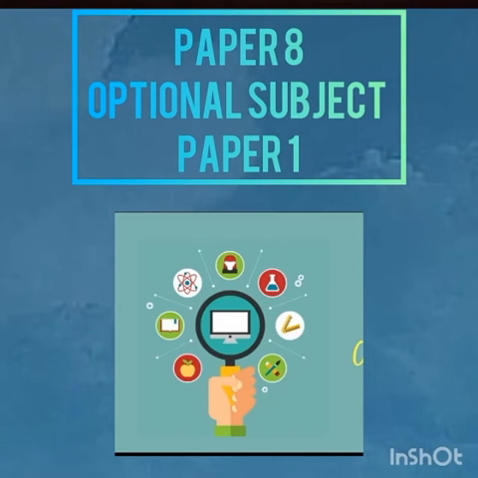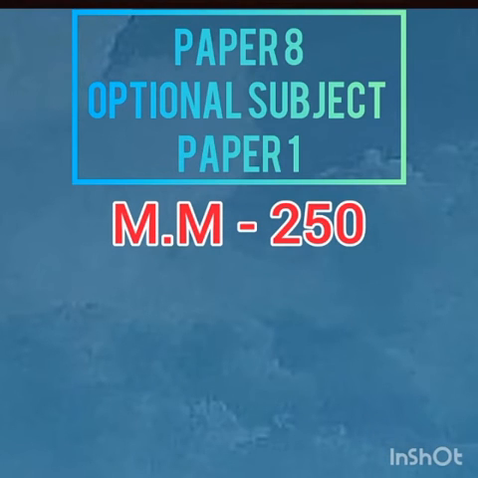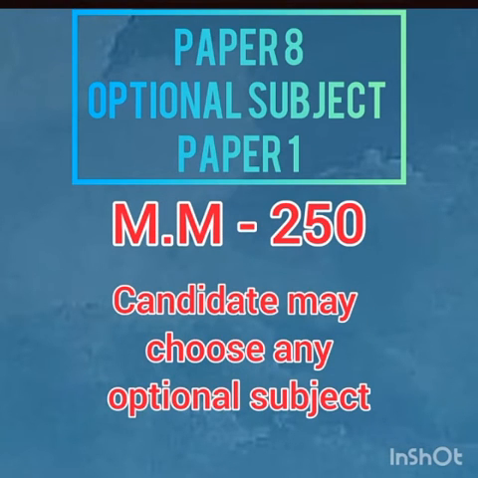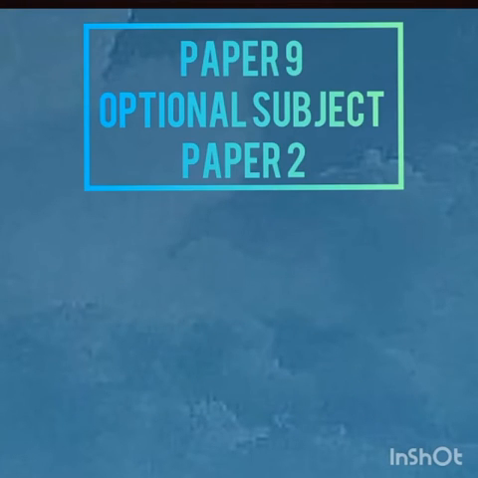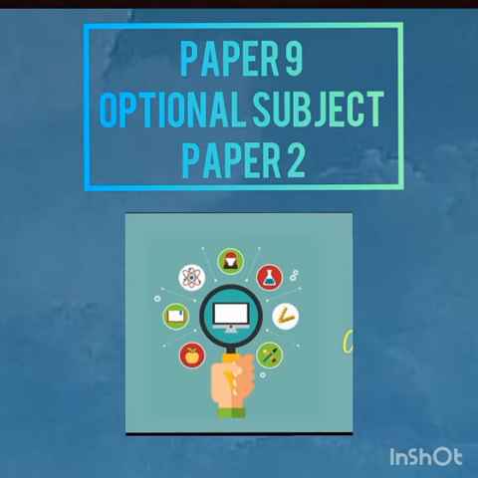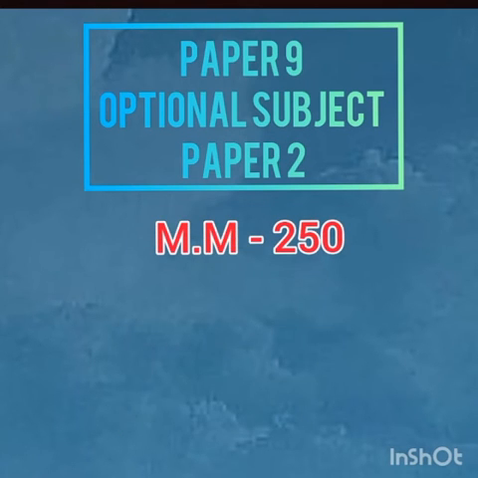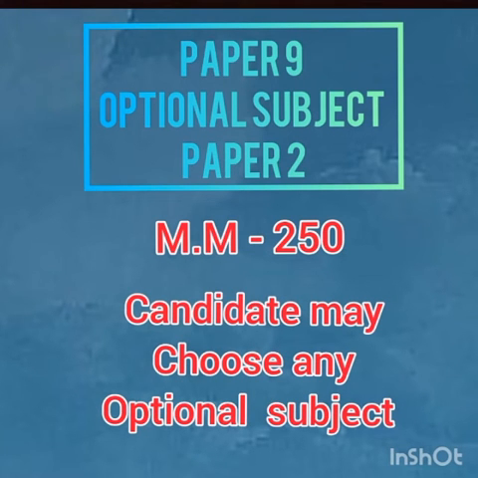Paper 8, Optional Subject Paper 1. It is of 250 marks and the candidate may choose any one optional subject from the list of subjects given. Paper 9, Optional Subject Paper 2. It is also of 250 marks and in this paper too, the candidate may choose any one optional subject from the list of subjects given.